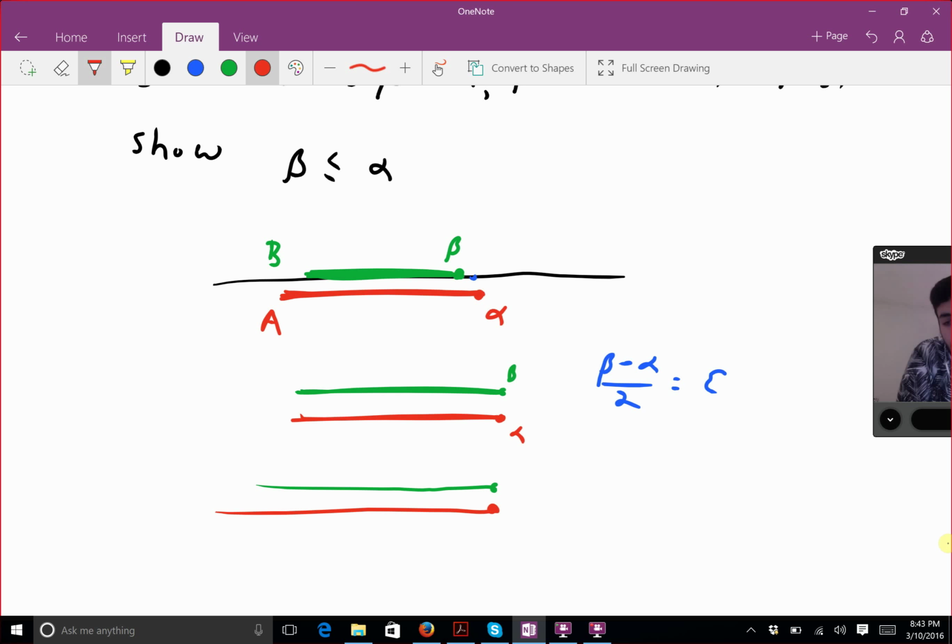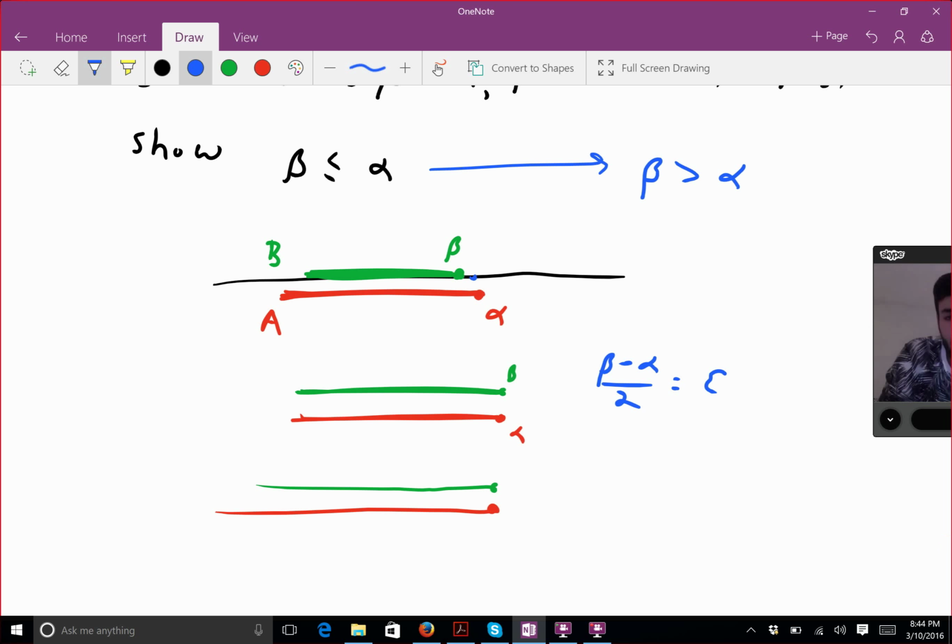So can I give you a hint? Yeah, please. Let's try proof by contradiction. Here's what we're trying to prove, right? Proof by contradiction assumes the opposite is true. So what are we going to assume? We're going to assume that beta is greater than alpha. That's right.